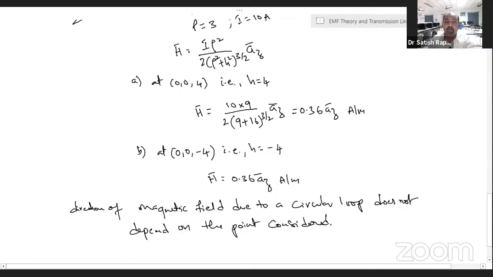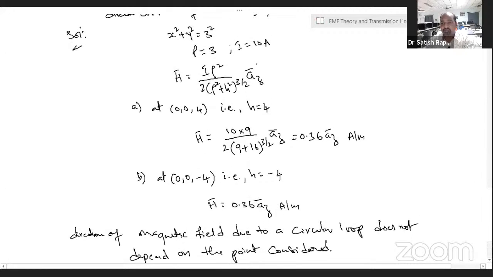So the point of interest may be anywhere on the z-axis. It may be on the positive z-axis, or it may be on the negative z-axis, irrespective of the point where we are calculating the magnetic field. You'll get the magnetic field the same, right? So here you can see in both the cases, the direction of magnetic field is a_z bar, and here also the direction of magnetic field is a_z bar, right?